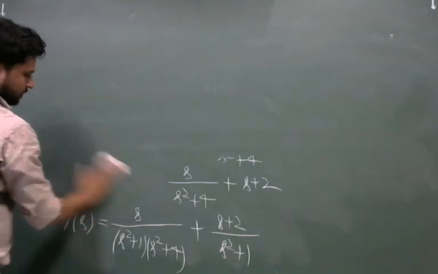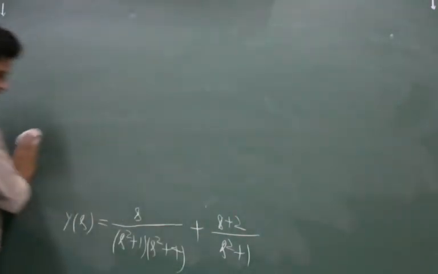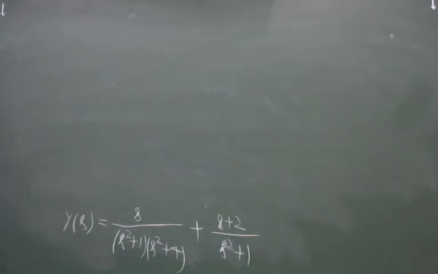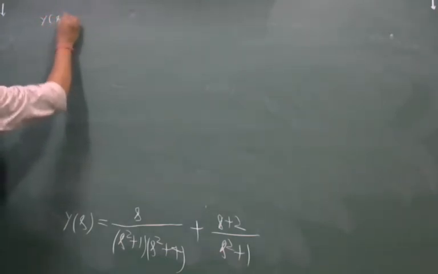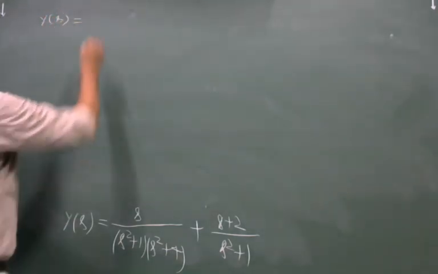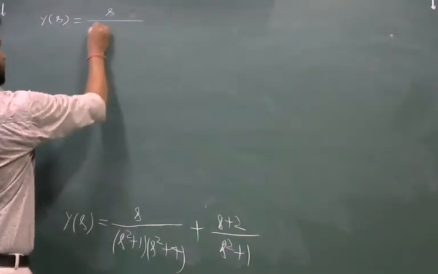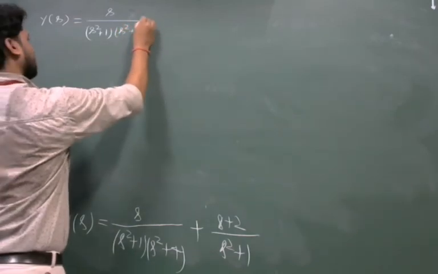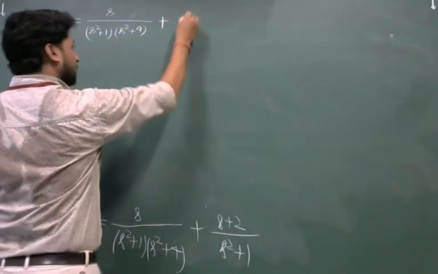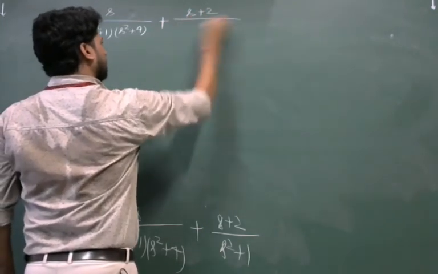And we know that to get the inverse Laplace transform, first we have to convert this into partial fractions, and then we can find the inverse Laplace transform of this given equation. So to convert this into partial fractions, Y(s) is given as s upon (s square plus 1)(s square plus 4), plus (s plus 2) upon s square plus 1.